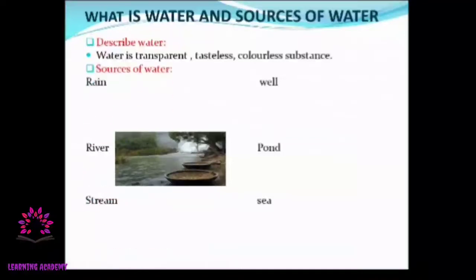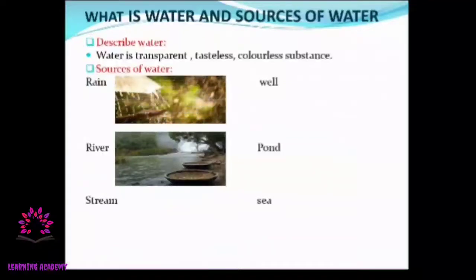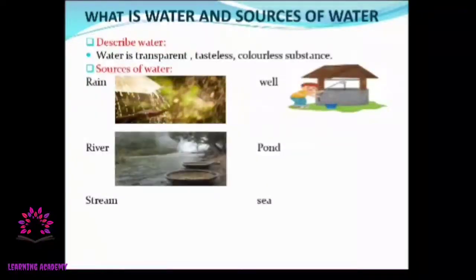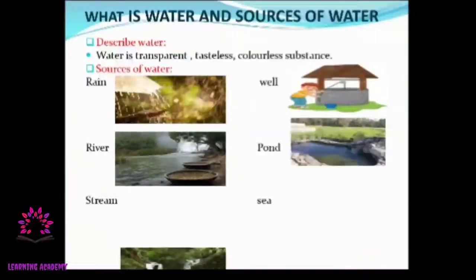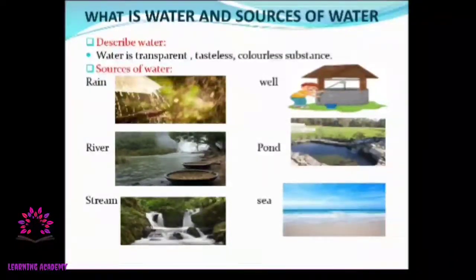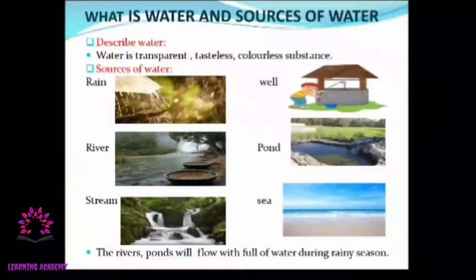Sources of water: rain, well, river, pond, stream, sea. These are some of the sources of water. We get water from these sources. The rivers and ponds will flow full of water during the rainy season. You might have seen floods in some areas because of heavy rain. That time rivers and ponds will flow full of water.